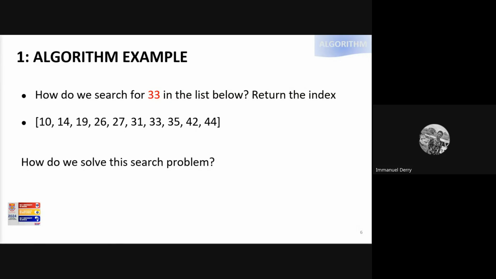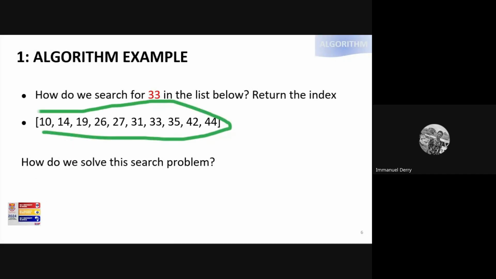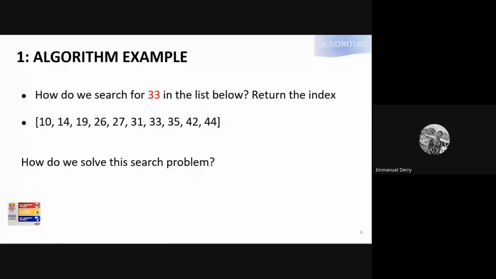So let's look at this example over here. We have this array of numbers and we are asked to find or search for 33 in the list below. Who can give us a brief overview of what we can do or how we can solve this problem?